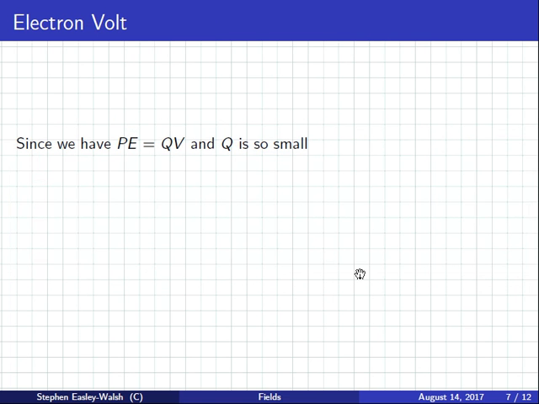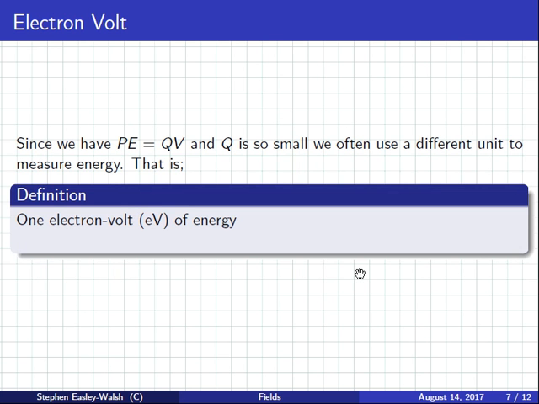Now, the potential energy of a charged particle is very, very small. You know what's coming next. We don't use joules to measure the energy, because Q is so small we'd have to use something like 10 to the minus 12 joules. We'd have to use a really small unit. We use something called an electron volt.